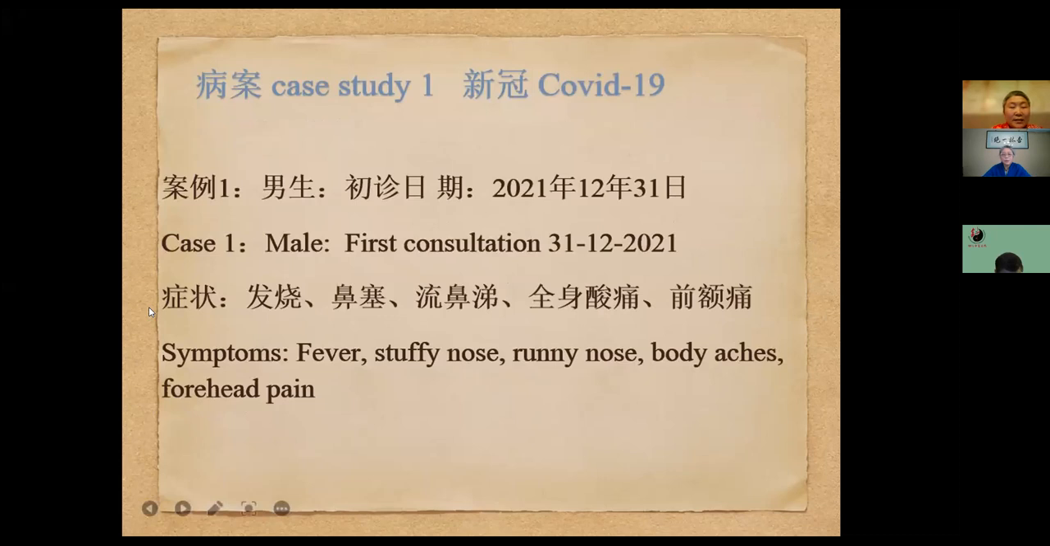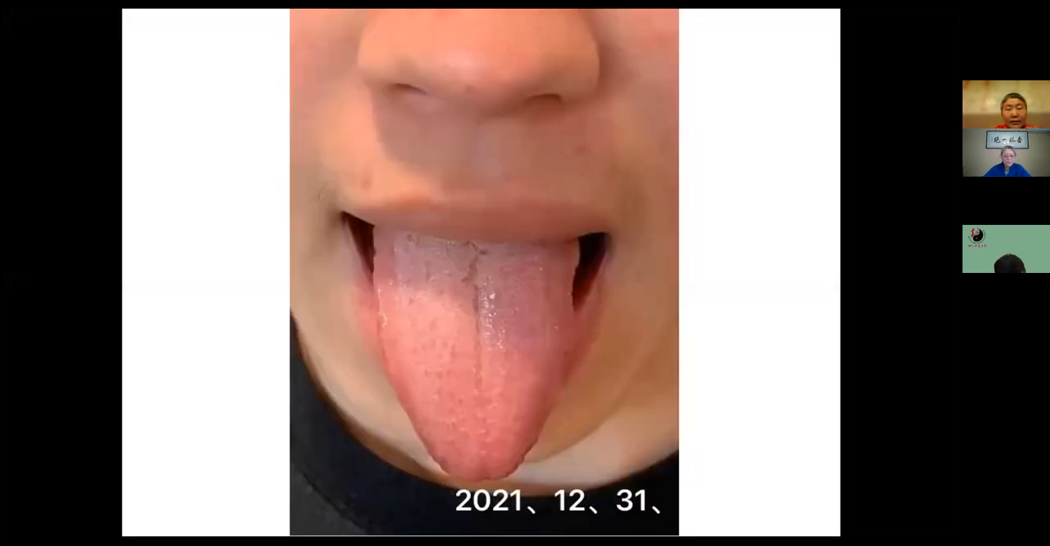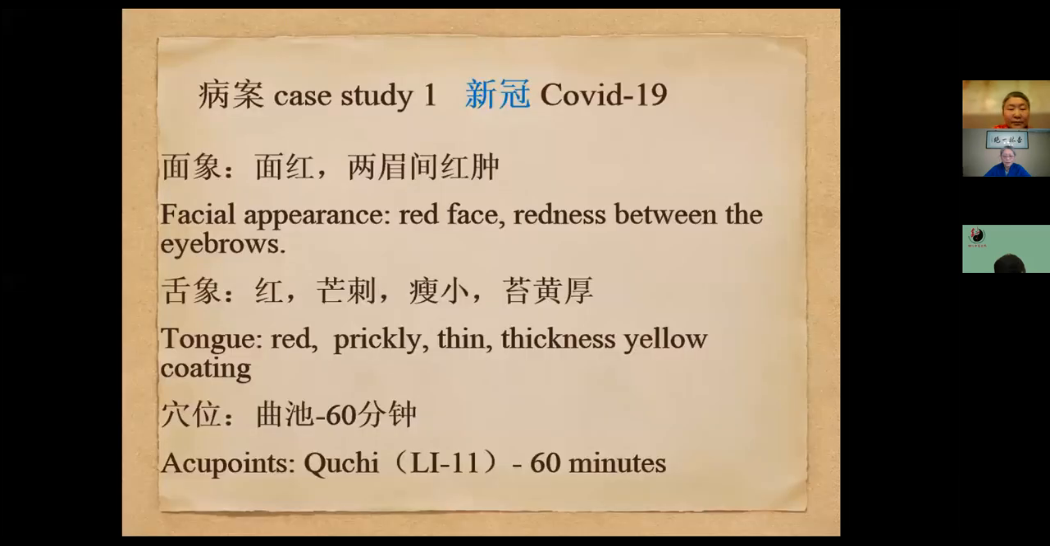Now we come to the case study. There are a lot of COVID-19 cases, so now I'm just talking about one of them. This is a young male, December 2021, New Year's Eve. After he came back, he had a fever, stuffed nose, runny nose, body aches, and forehead pain. And the facial appearance is a red face.